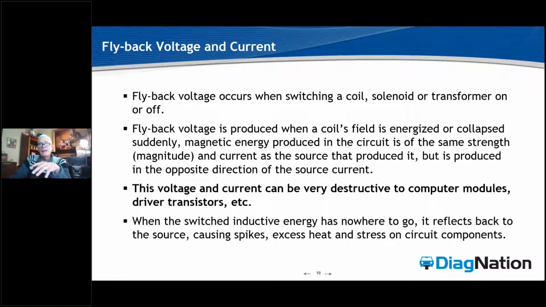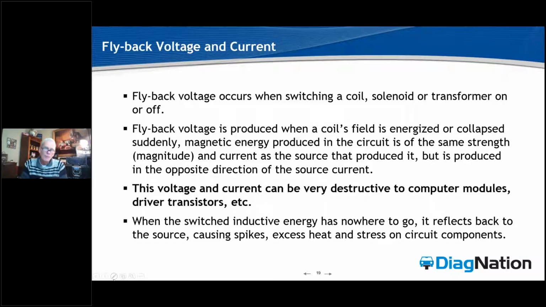Now, flyback is going to occur when we're rapidly switching a coil, a solenoid, or a motor on and off. Flyback is produced when a coil's field is energized or collapsed suddenly. That magnetic energy that is produced, and this is why I want you guys to study inductance. Please go study inductance, write it down, okay? Magnetic inductance, or magnetic energy, is produced in the circuit.